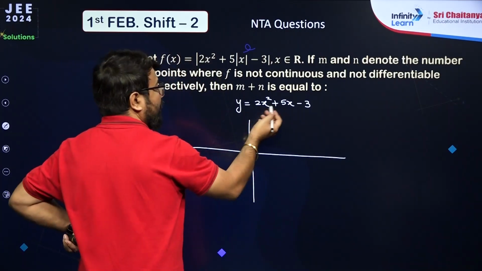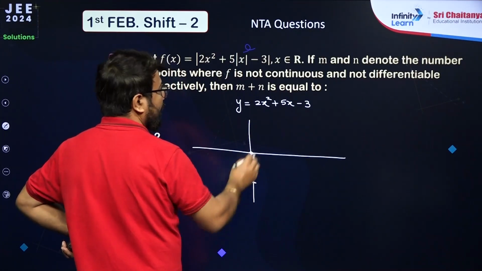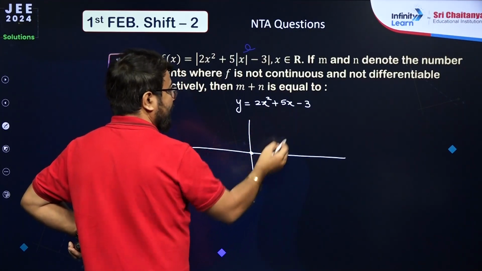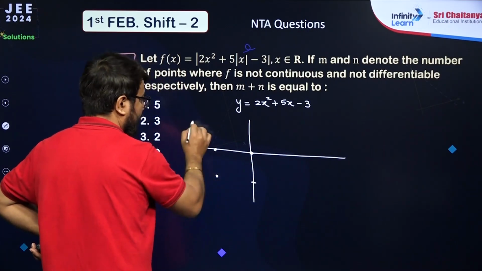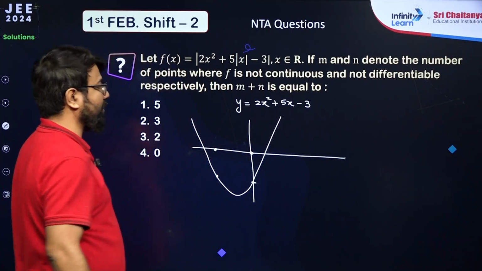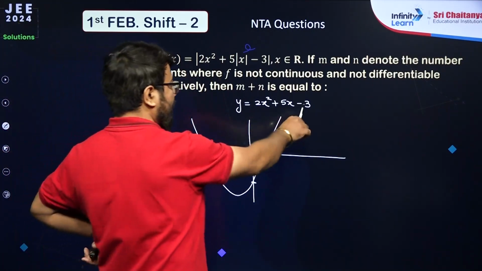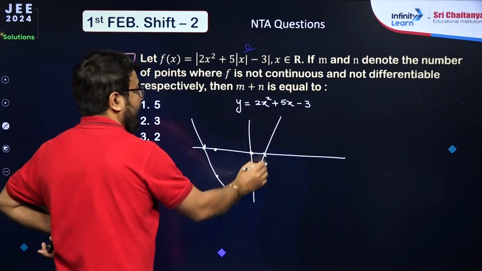One is 0, at 0 we are getting negative 3, okay, and other is at minus 5 by 2. Minus 5 by 2 is somewhat here, here also we are getting negative 3. So this is a parabola type structure that we are obtaining. If I equate it to 0, okay, I will be able to get these points where they are intersecting the x-axis.